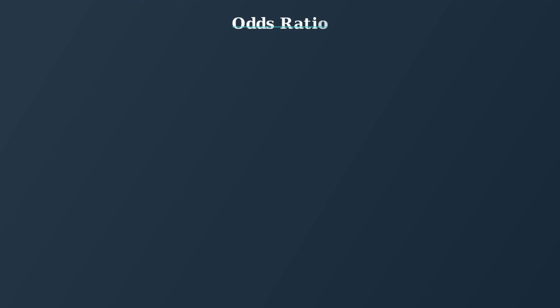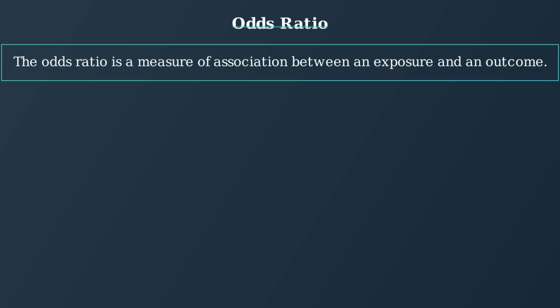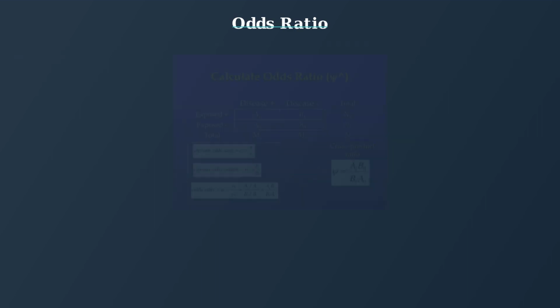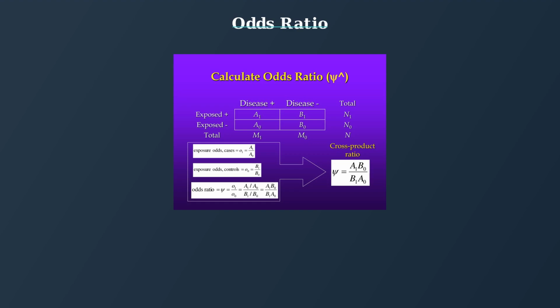In logistic regression, the odds ratio is a key measure for interpreting results. First, let's understand what odds are. Odds are defined as the ratio of the probability of an event occurring to the probability of it not occurring. The odds ratio is calculated by comparing the odds of an event in two different groups. This table shows how we calculate the odds ratio from a 2x2 contingency table.